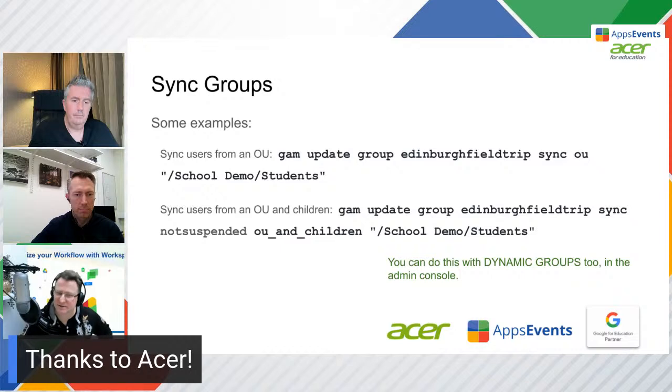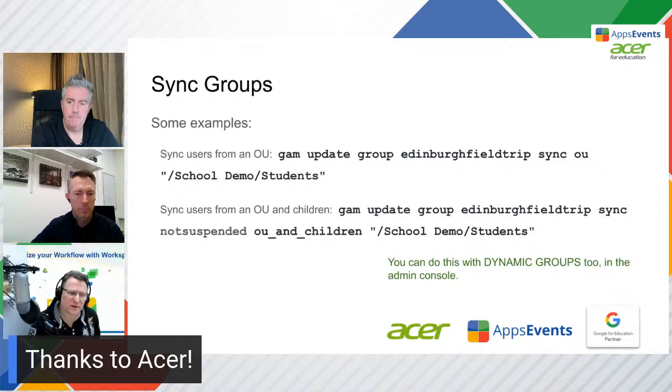And this one is a lifesaver. This is the syncing that we've been speaking about. When you're syncing users, here's an example of how you can sync those to a particular OU. Notice you have the OU path inside quotes. So we've done GAM update group, whatever the group name is, sync, and then we've put the OU path inside quotes, just to show you that that's how you can lay it out.